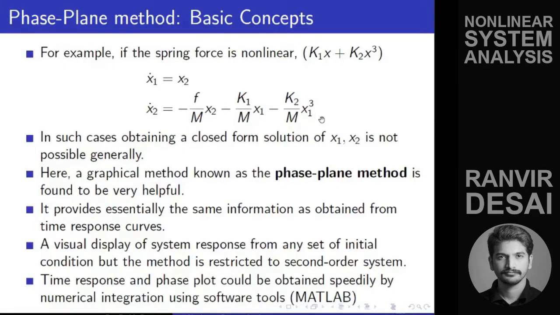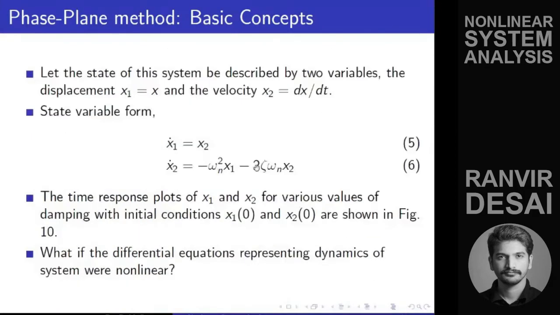So in such cases, obtaining a closed form solution of x1 x2 is not possible generally. So you cannot find a solution of a system if there are such non-linear terms here. How do you find out the solution of this system? Maybe you can find out the A matrix from this, and once you know the A matrix, you can find e raised to At. The solution of the system will be x of t is equal to e raised to At into x0. That's it, right?